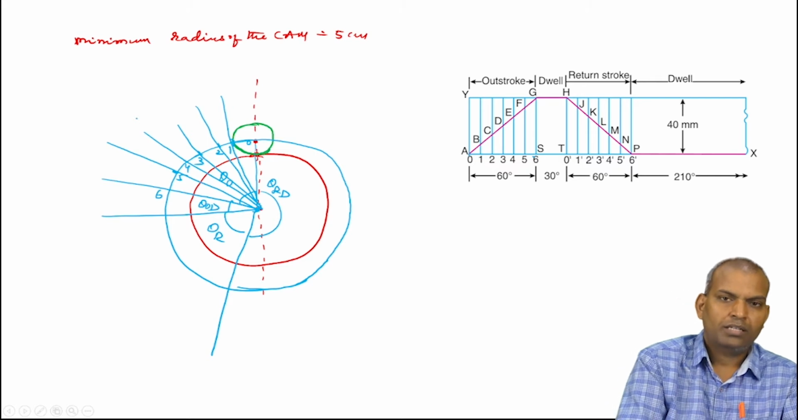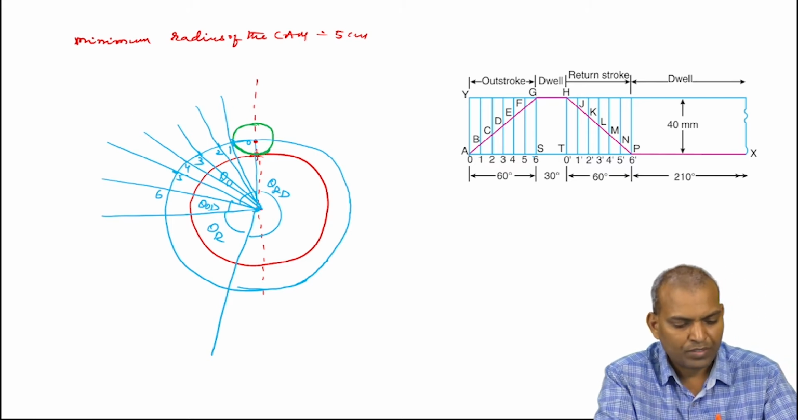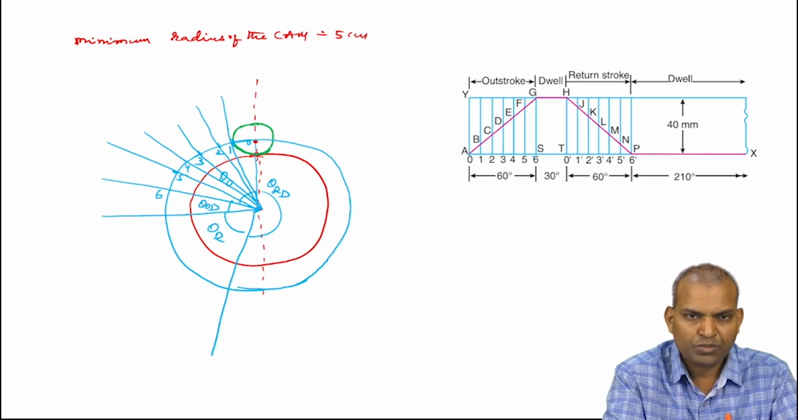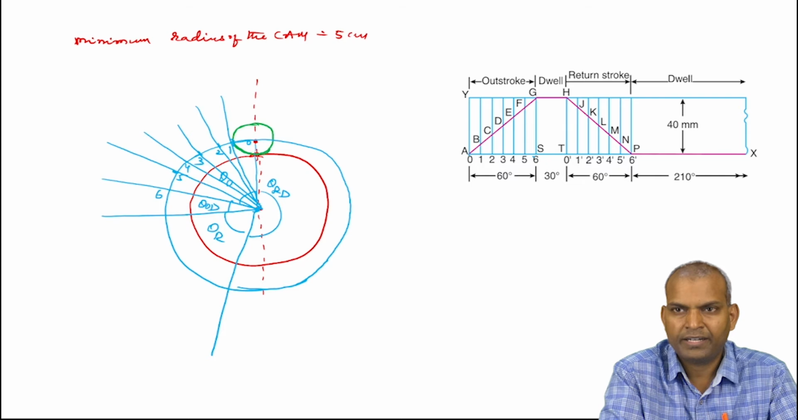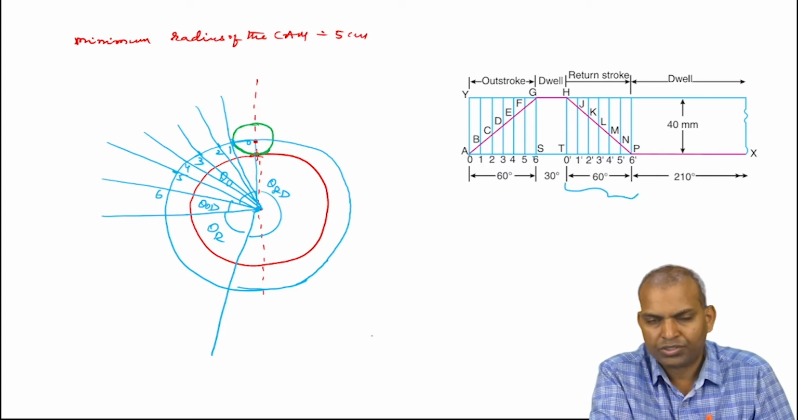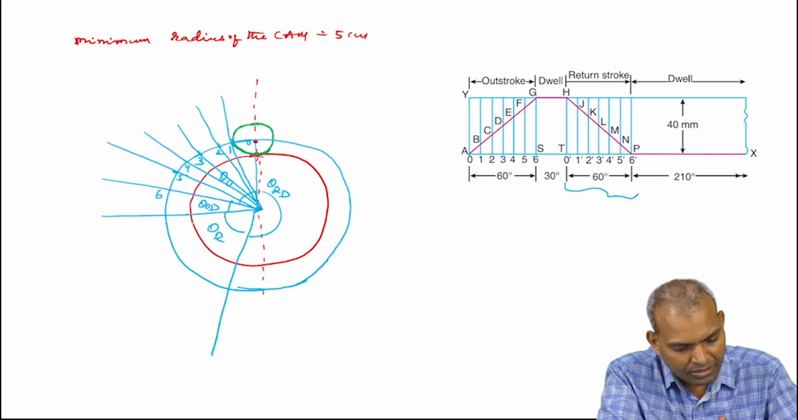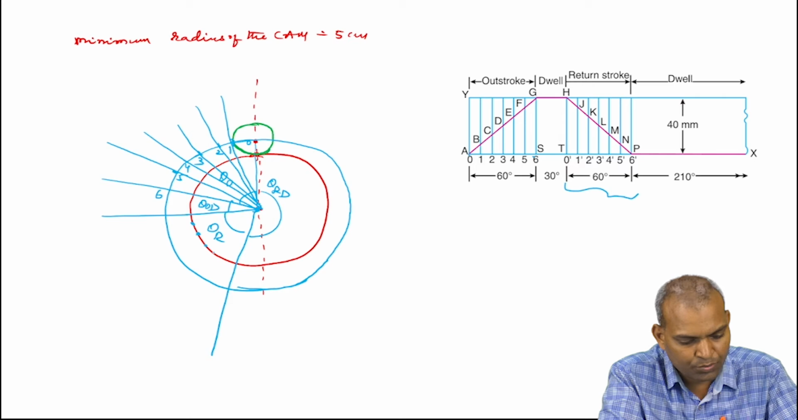Next, similarly, you divide the return stroke angular displacement into 6 angular divisions. Why are we doing 6 here? Because the return stroke is also divided into 6 parts in the displacement diagram. Now you join it. So this is 60 degrees, and with an equal number of parts it is 10 degrees each part. So it is 6, 5.